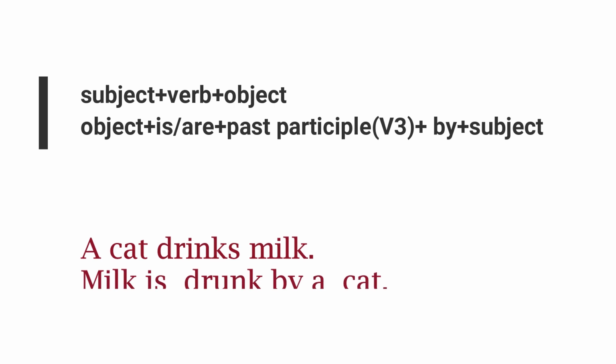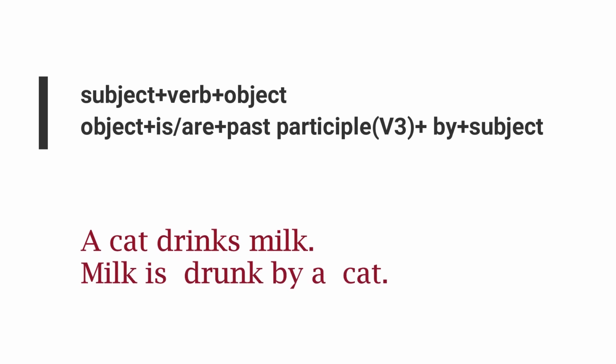A cat drinks milk. A cat is subject, drinks is verb, milk is object. Milk is drunk by a cat. Now the V3 of drink is drunk. Drink, drank, drunk.